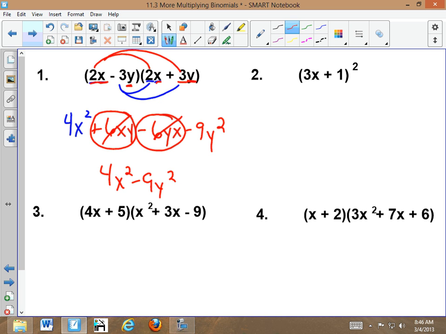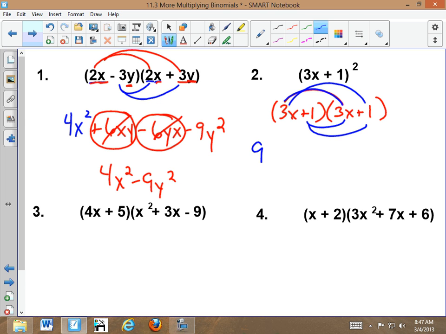Okay, now here, I can't do pow-pow. I can't say 3 squared, x squared, 1 squared. You can only do pow-pow when you're multiplying. We're adding. So, this becomes 3x plus 1 times 3x plus 1. And now we do the same thing. 3x times 3x. 3x times 1. 1 times 3x. 1 times 1.